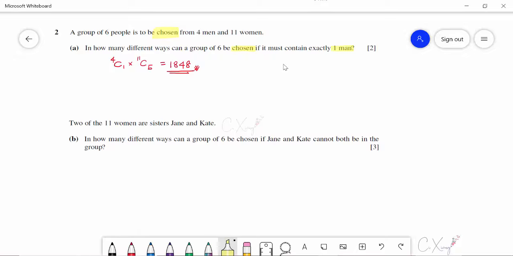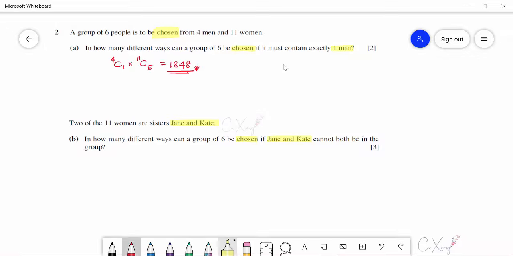Right, then after that, we have a look at part B. So 2 of the 11 women are sisters, Jane and Kate. Okay, so now in how many different ways can a group of six be chosen? So again, this is the keyword again. Chosen means the selection, so you are using the combination method later. So if Jane and Kate cannot both be in the group, there are a few possible situations. The first one is Jane in the group, but Kate not in the group. Or Kate in the group, then Jane not in the group. That's the second case. Then the third one is both of them are not in the group.